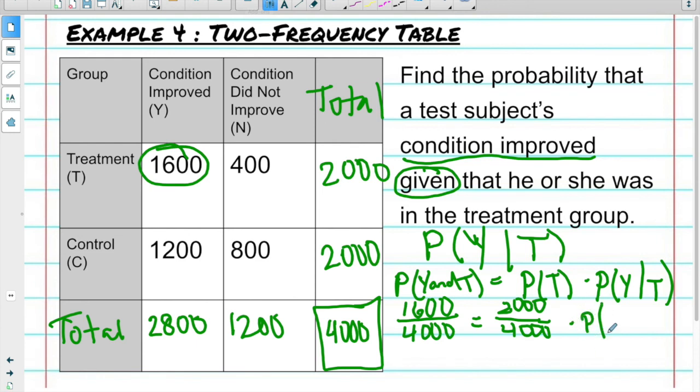And then those pieces of information will help us solve for our unknown. Okay, so take these two fractions, turn them into decimals, and then divide both sides by 2000 over 4000, and that'll give you your solution. Okay, take a second, pause the video, and work through that.